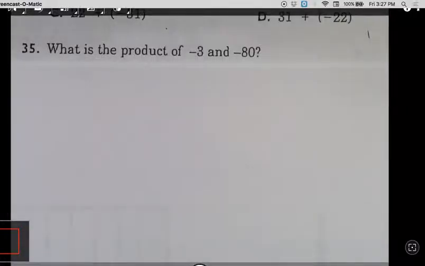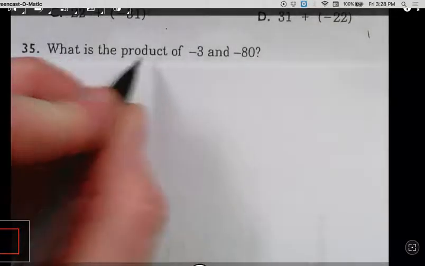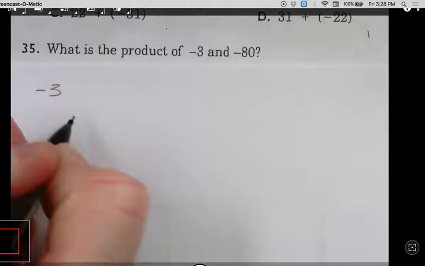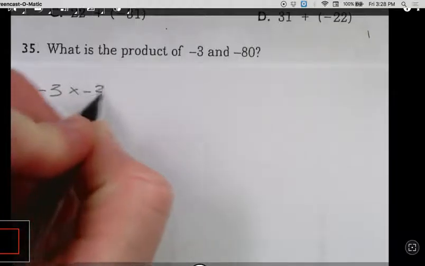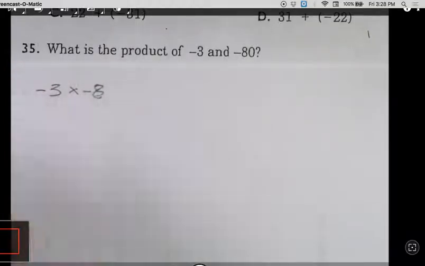So this one asks, what is the product of -3 and -80? So product we know is multiplication. So we have -3 times -80. So we can really think about this two ways.